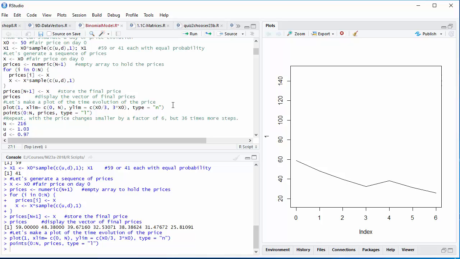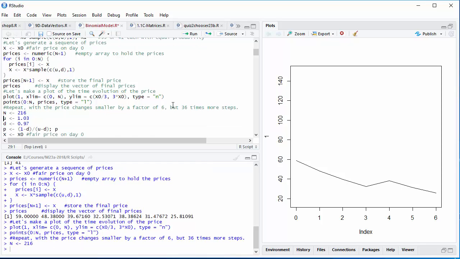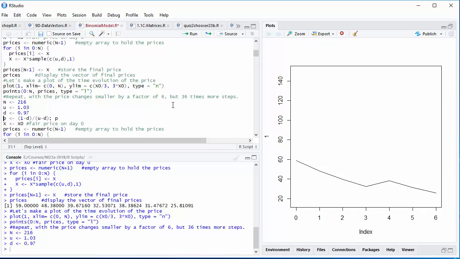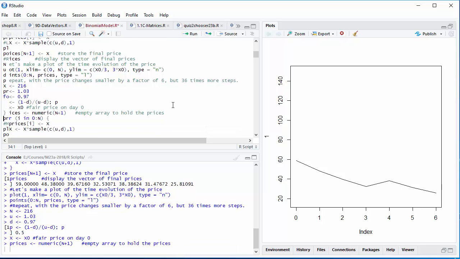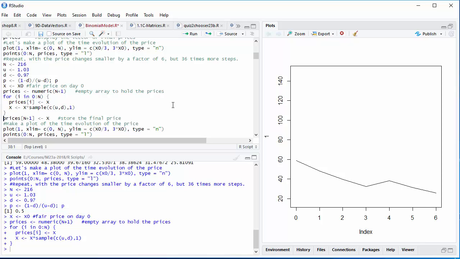Well, since we're on a computer, we can have many more steps, and what I'm going to do is kind of interesting. I'm going to make the price changes smaller by a factor of 6, up or down 3% now, but I will use 6 squared times more steps for a total of 216 steps. Again, the probability of an up or down step is 50%. We'll change that later. And I run exactly the same code.